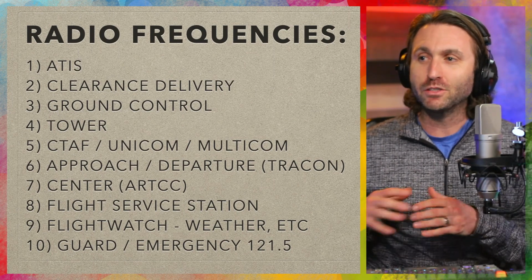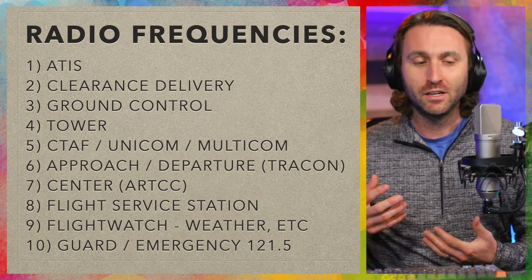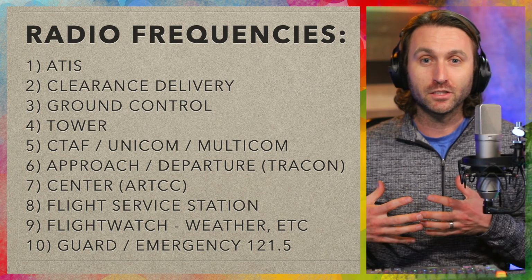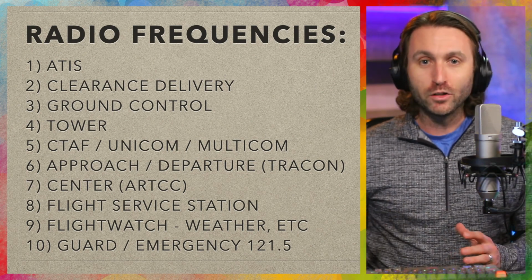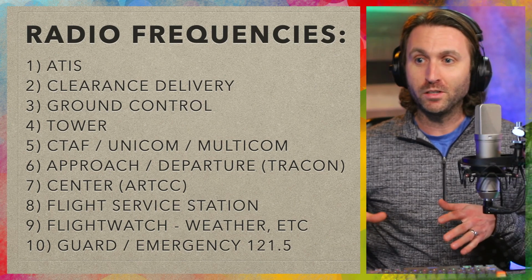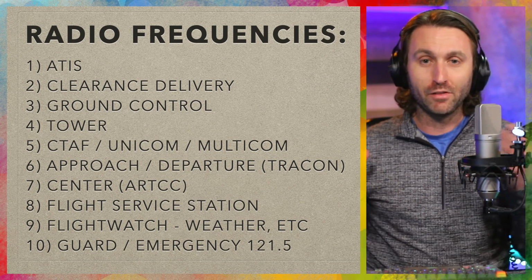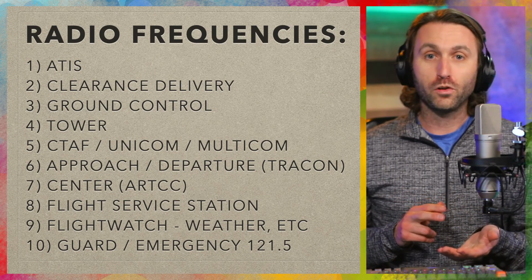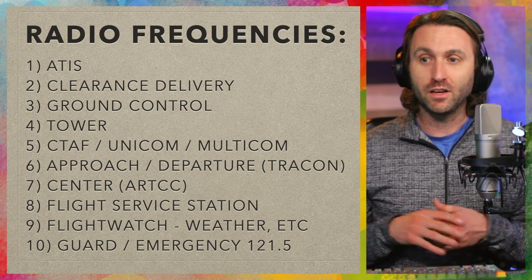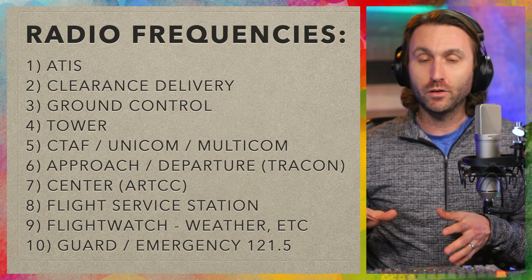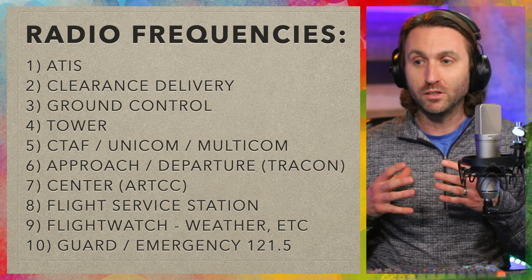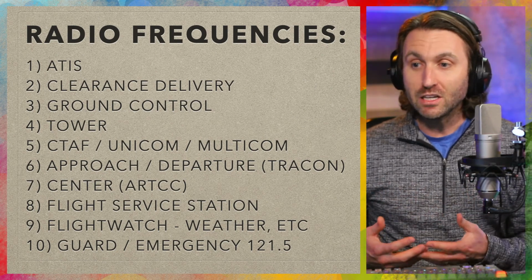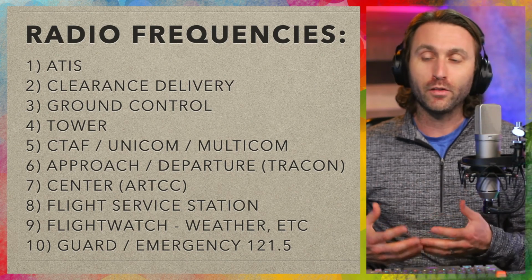Now, there's a bunch of different types of radio frequencies here, everything from the ATIS, right, the weather and airport information on the radio, to clearance delivery, where you actually get your clearance, specifically in IFR flight, ground control for everything that happens on the surface of an airport, tower control for takeoffs and landings and everything else in the actual airspace. If it's a non-towered airport, you're likely on a CTAF or a Unicom or a Multicom frequency talking to the other airplanes. Different TRACONs around the country, those are approach and departure frequencies. Center frequencies, the different air route traffic control centers across the United States. Different flight service stations. There's also flight watch frequencies for weather and other services.